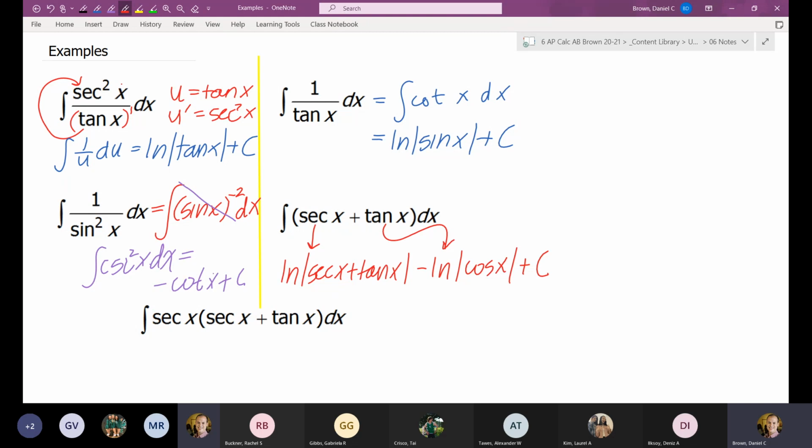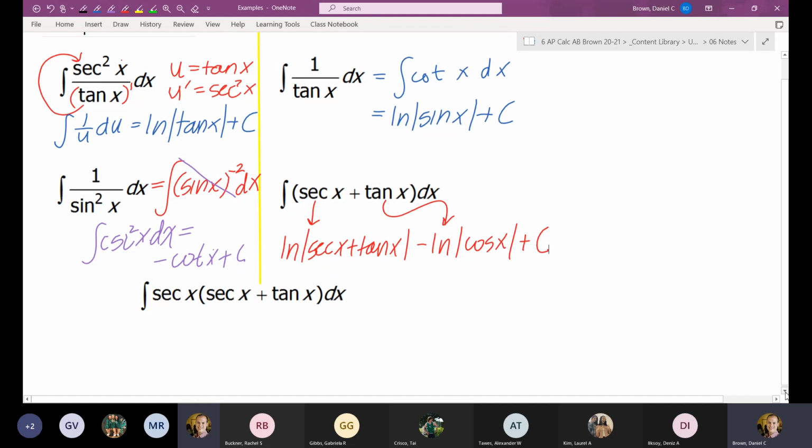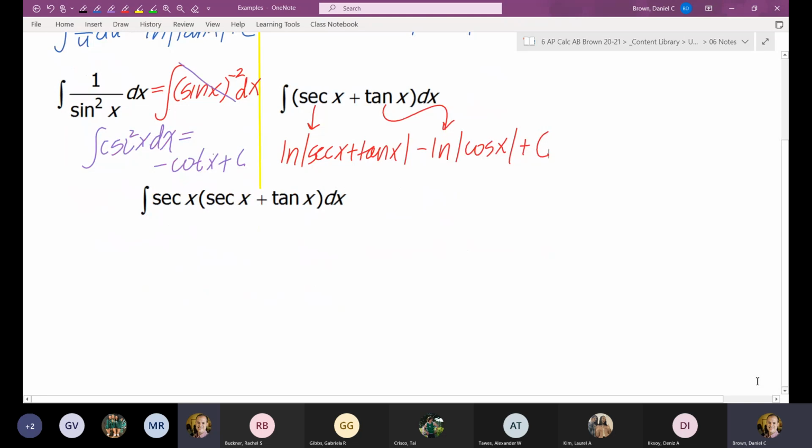Any questions on those four before I look at that last one? Yeah, Mitch. So the plus C is at the very end, right? Yeah, we wouldn't need to put a plus C in there twice. Okay. So then this last one, definitely some issues on this one that I sometimes see.